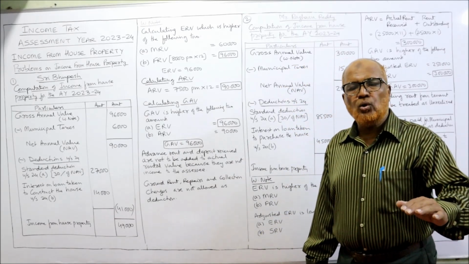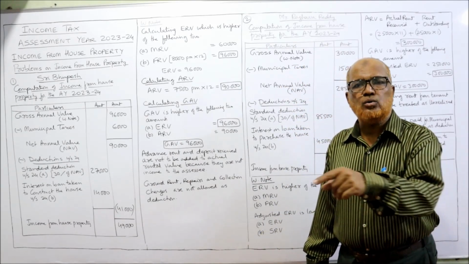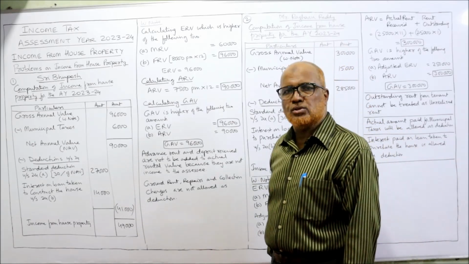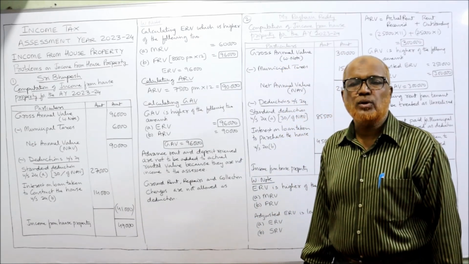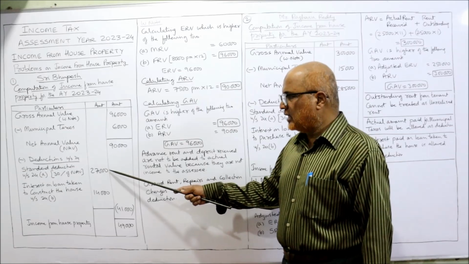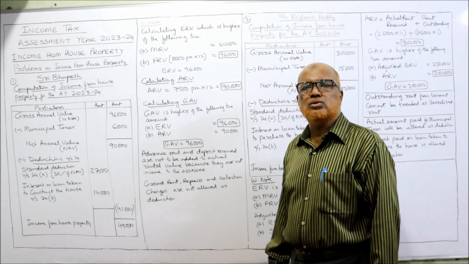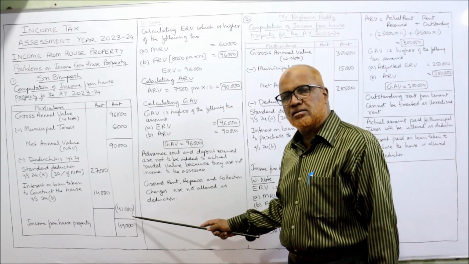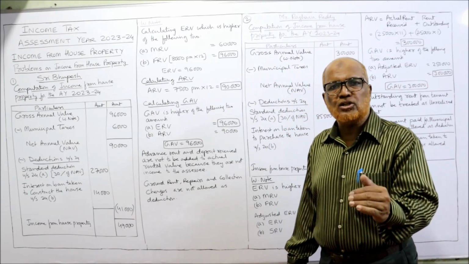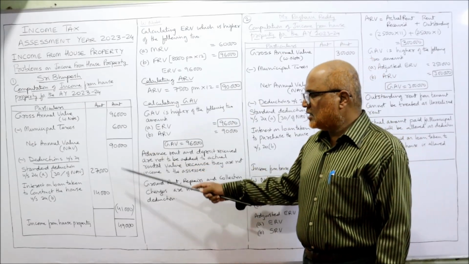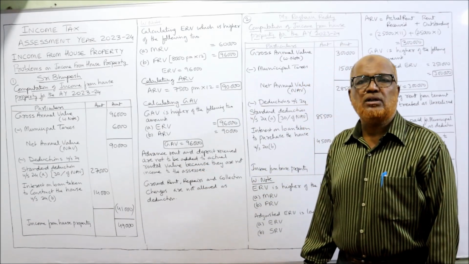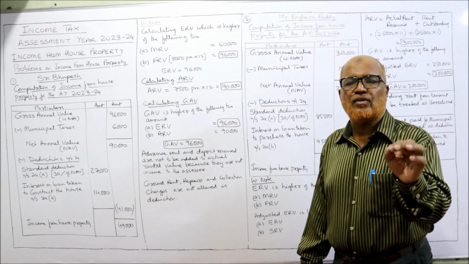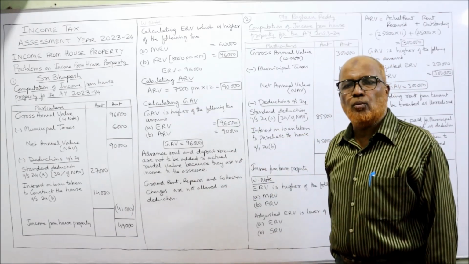Now interest on loan taken to construct the house is given in the problem as 14,000. It is allowed as deduction under 24B. Take the total, 27 plus 14, you will get 41,000. 41,000 is the deduction, that's why I am putting it in brackets. Brackets denote deduction, minus. So here 90 minus 41 is 49,000, the income from house property of Sri Bhupesh.